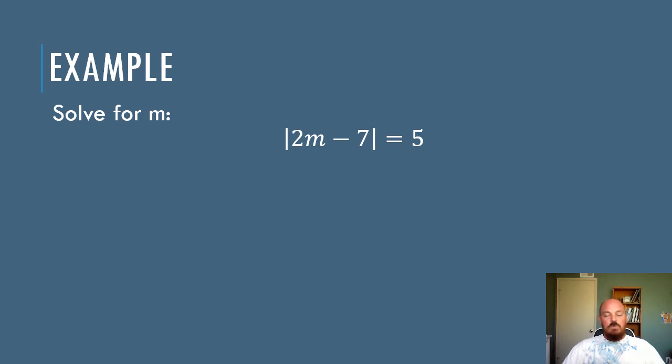We have |2m − 7| = 5. So again, I don't know if that thing was positive or negative, but what I'm going to do is start with the thing inside the absolute value, which is 2m − 7. I'm going to say that could have equaled two things. Number one, it could have just equaled that number right there, which is 5.